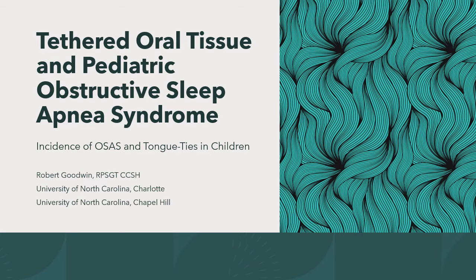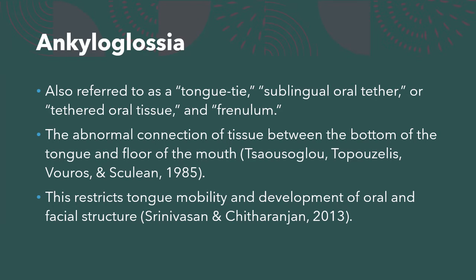This is a presentation on the relationship between tethered oral tissues and pediatric sleep apnea syndrome based on the pilot research study, Incidence of Obstructive Sleep Apnea Syndrome and Tongue Ties in Children. Ankyloglossia is better known for its lay term tongue tie. It is also referred to as a sublingual tether, tethered oral tissues, and frenulum.